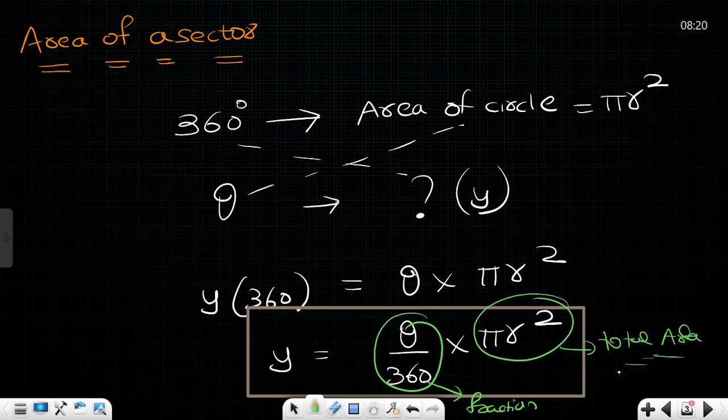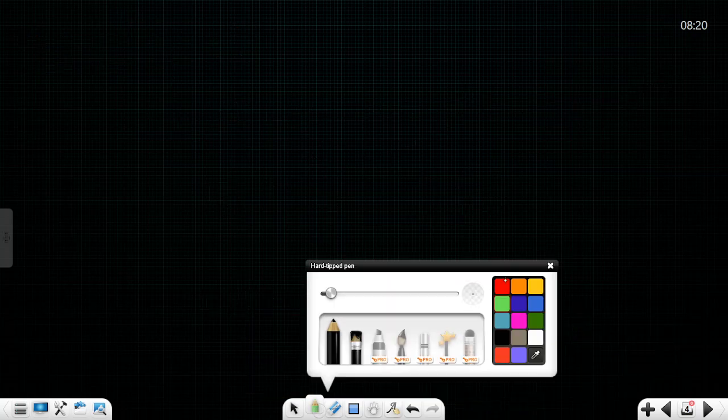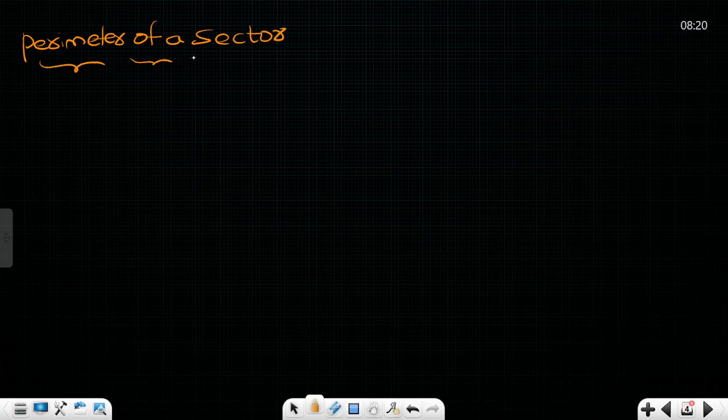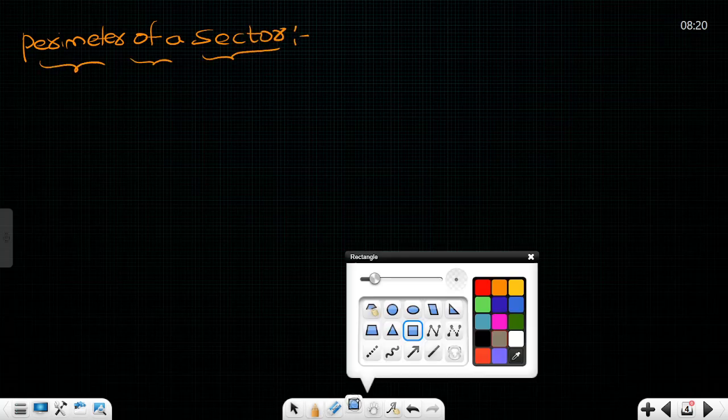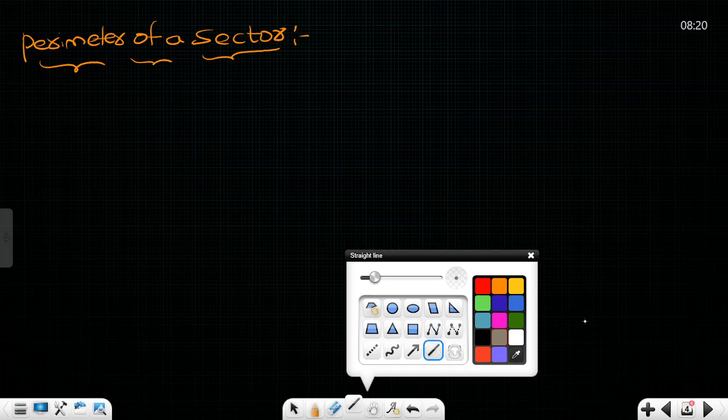I'm going ahead. Now, one more last thing about the sector, that is perimeter of a sector. We have seen length of arc, not the perimeter of sector initially. Now we are seeing perimeter of sector.